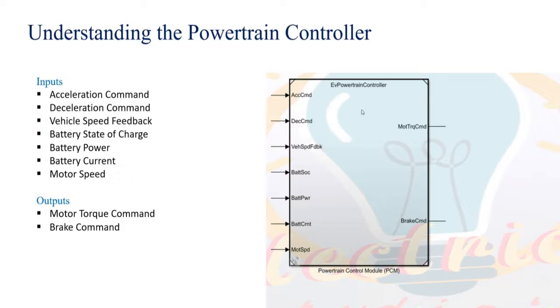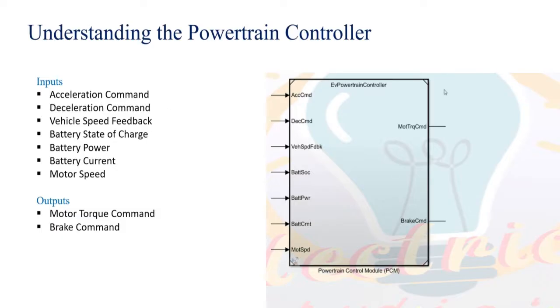You can see that to determine how much torque the motor should deliver, the controller needs this information. One is the acceleration command. That means how much the accelerator pedal is being pressed by the driver, whether it is 10% pressed, 20%, 30%, 50%, or 100%. So what is the accelerator command pressed by the driver? And what is meant by deceleration command? What does it mean?